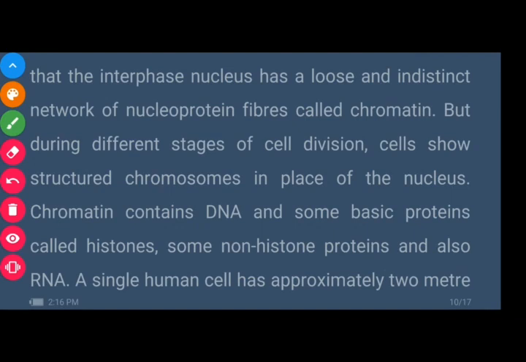So you may recall that the interphase nucleus has a loose and indistinct network of nucleoprotein fibers, which is called chromatin. In the interphase nucleus, when the nucleus is not dividing, a loose and indistinct network of nucleoprotein fibers is present. Loose means not completely fixed, and indistinct means not properly defined. This loose and indistinct network of nucleoprotein fibers is what we call chromatin.